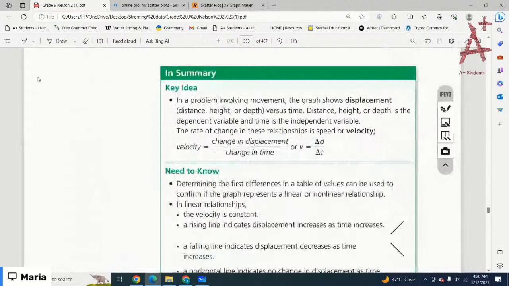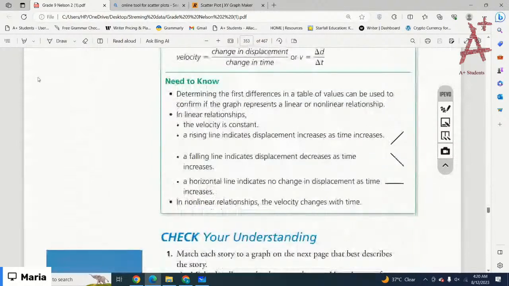Determining the first difference in a table of values can be used to confirm if the graph represents a linear or nonlinear relationship. In linear relationships, the velocity is constant. A rising line indicates displacement increases as time increases. A falling line indicates displacement decreases as time increases. A horizontal line indicates no change in displacement as time increases. In nonlinear relationships, the velocity changes with time. That is the explanation of the lesson.